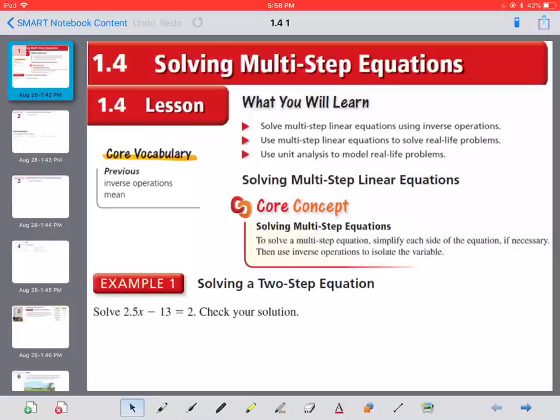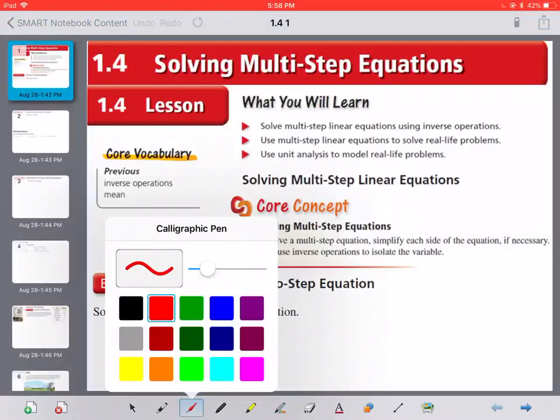All right, Chapter 1, Section 4, Solving Multi-Step Equations. Right there, core concept on the page. To solve multi-step equations, simplify each side of the equation if necessary. Then use inverse operations to isolate the variable.